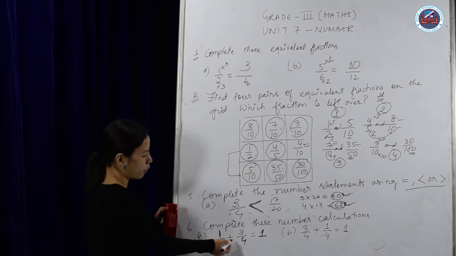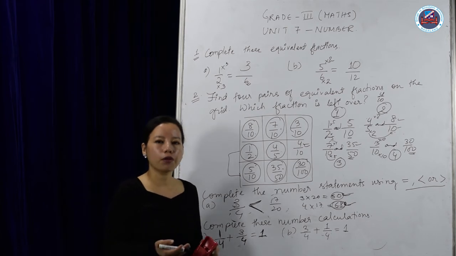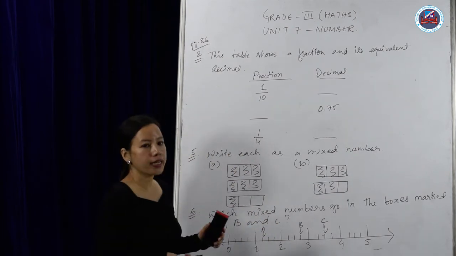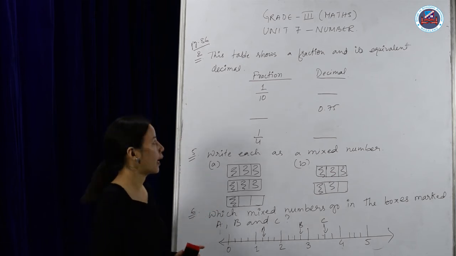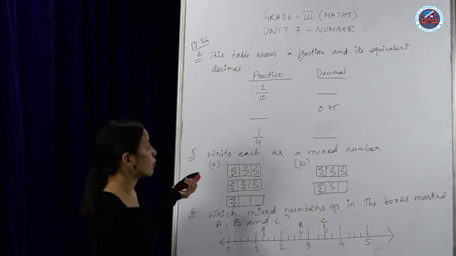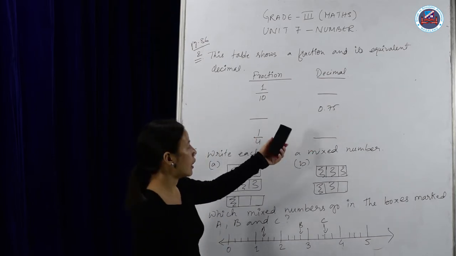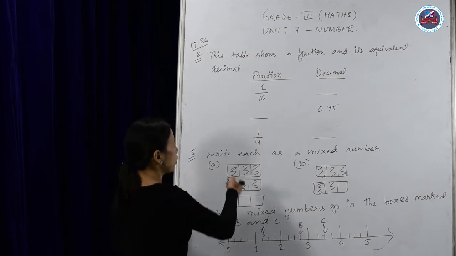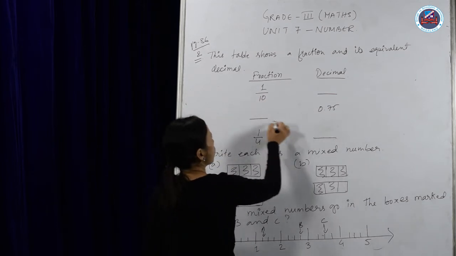Alright, so this is how we find the calculations. Now we will do some more questions from your exercise. This is taken from page number 86, question number 2. Here the fraction number is given and we have to find the decimal number, and some decimal numbers are given and the fraction numbers are missing. So what we have to do is change from fraction to decimal and from decimal to fraction.